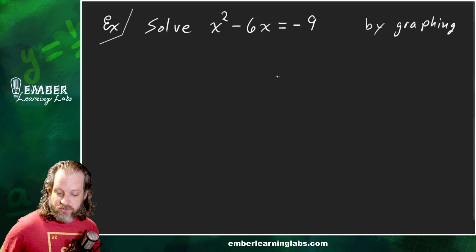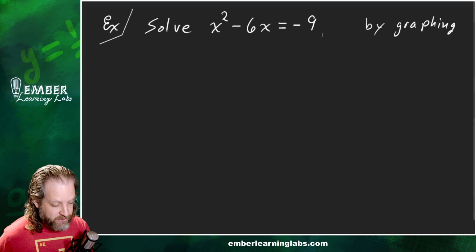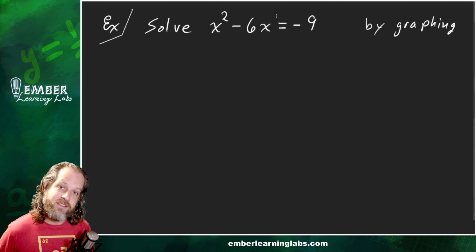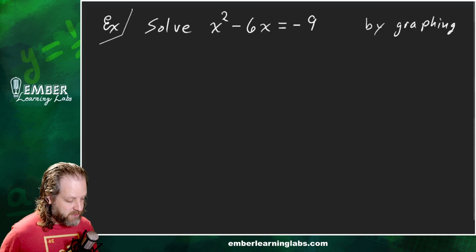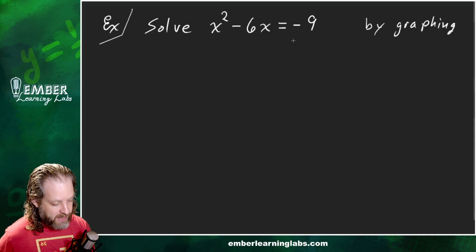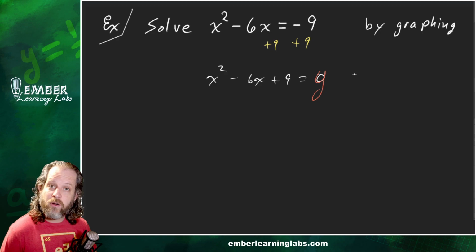Now, we can't just go straight to our calculator or graphing by hand. We've got to get everything on one side and 0 on the other side, right? Just like as if we were factoring this. So we're going to start out by adding 9 to both sides, and then we end up with x squared minus 6x plus 9 equals 0. So now again, we're going to turn this 0 into a y, and we're going to graph it.